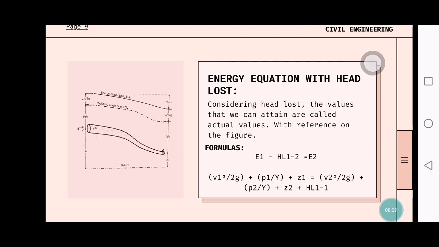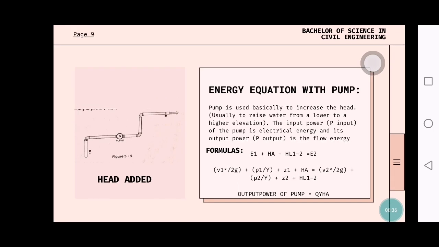Velocity sub 1 squared all over 2 times gravity plus P sub 1 all over weight density plus Z sub 1 is equals to velocity sub 2 squared all over 2 times gravity plus P sub 2 all over weight density plus Z sub 2 plus HL1 to 2 dapat to. Mali, sorry. So, next equation, energy equation with pump.